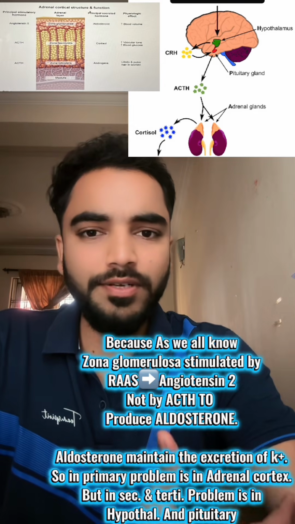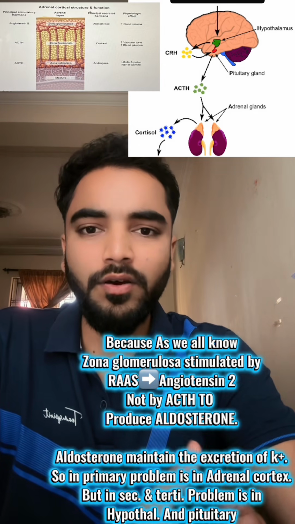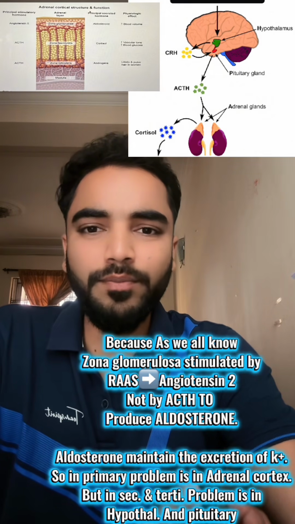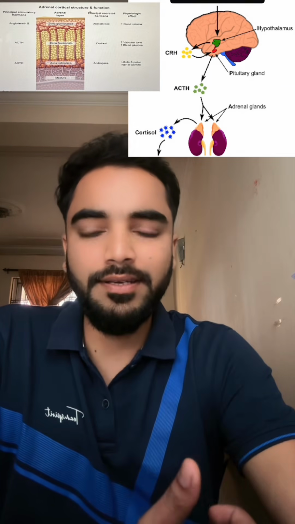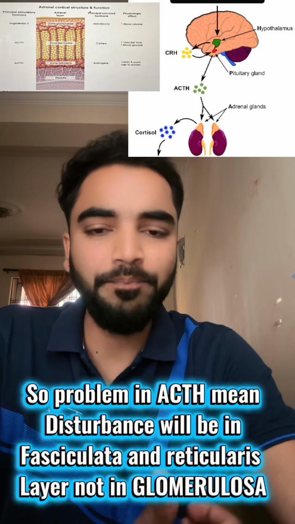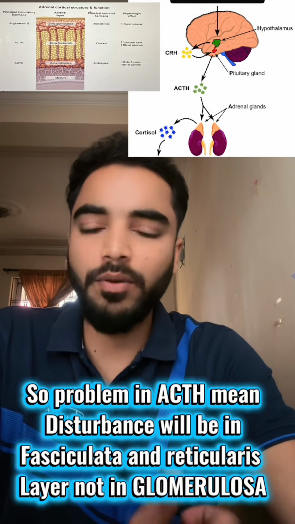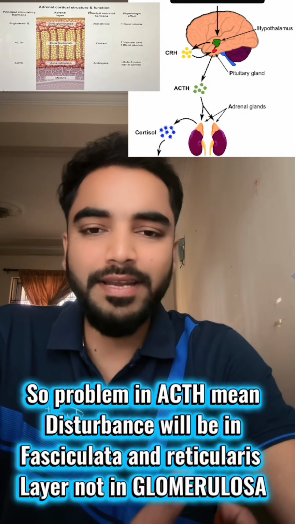As we remember from our previous lecture, the zona glomerulosa layer of the adrenal cortex is mainly regulated by the RAS, or to be more specific, by angiotensin 2, not by ACTH. But in case of secondary and tertiary adrenal insufficiency, there is a problem in ACTH. That's why there is a problem in the fasciculata and reticularis layers, but not in the zona glomerulosa layer. That's why there is no hyperkalemia in these cases.